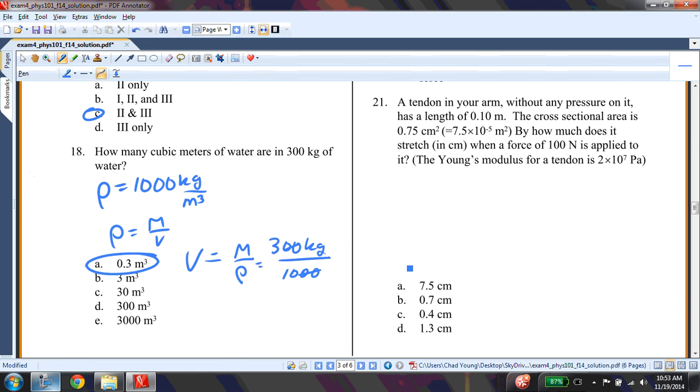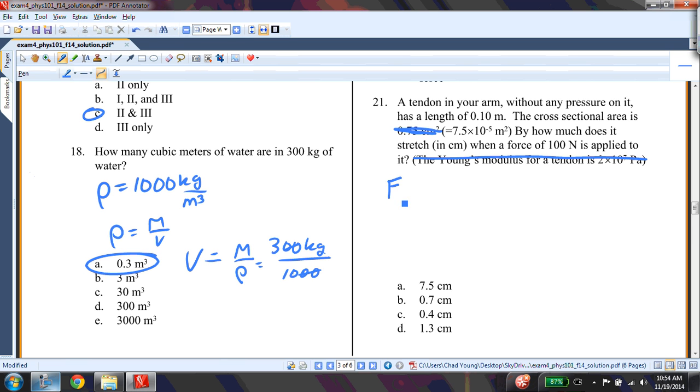Alright, a tendon in your arm without any pressure on it has a length of 0.1 meters, or 10 centimeters. There's the area. How much does it stretch when you have 100 newtons applied? And there's the Young's modulus. I'm probably going to take this away because it's in your table. Actually, I'm going to change this just so you're not confused. So we just have that. How much does it stretch, in centimeters?